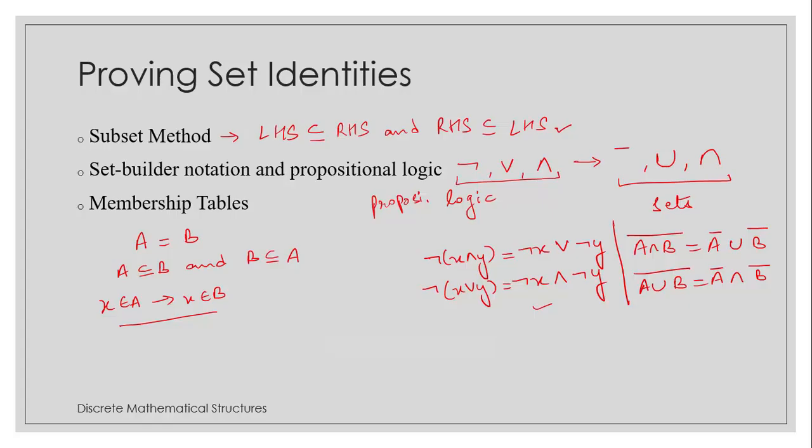Then third method is membership table. In this, we use the concept that if an element is a member of a set, then we represent it using 1, and if an element is not a member of a set, then we represent it with value 0.